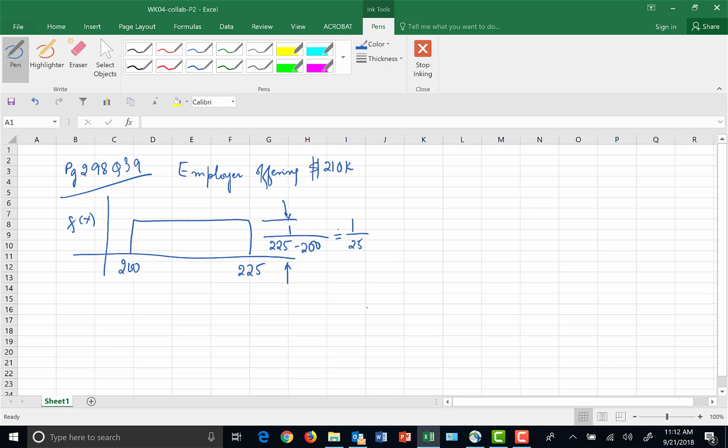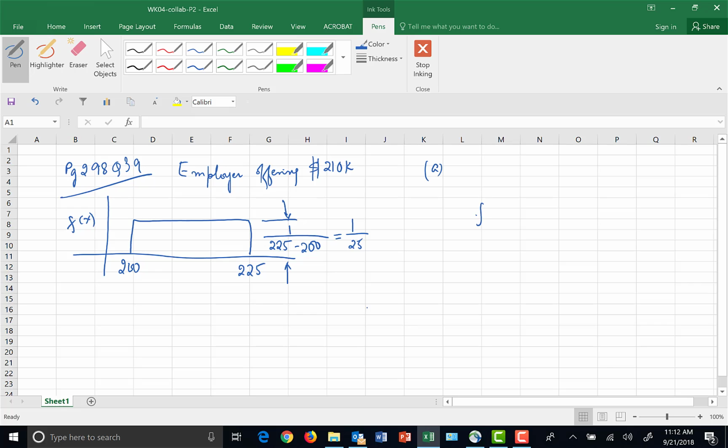The area under the density function has to be 1. So base multiplied by height is equal to 1. Hence the height must be equal to 1 divided by the base, which is 1 divided by 25. So part A says, instead of drawing this picture, if you had to write this as a mathematical expression, how would you write it?